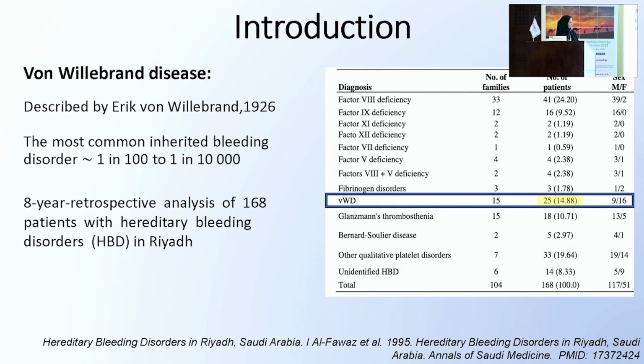And this is, although a relatively old study, a local one that retrospectively collected patients over 8 years and analyzed patients with hereditary bleeding disorders. So it shed light on the proportion of von Willebrand disease in our population, which comprised around 15% of them.